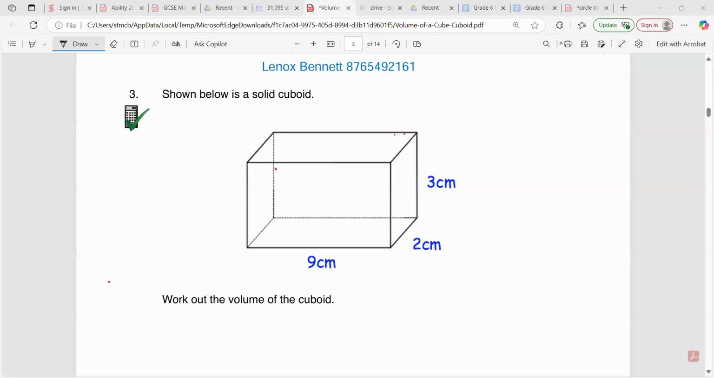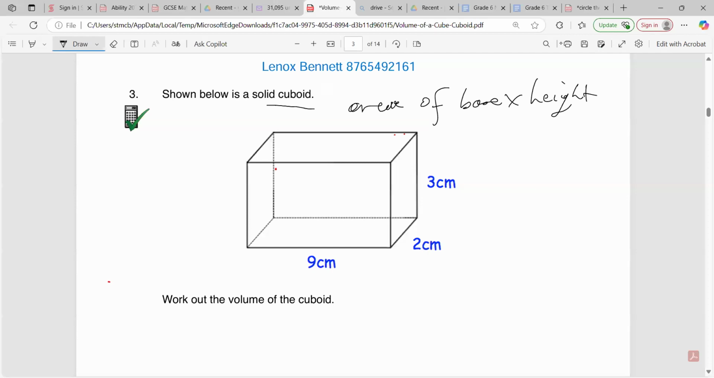All right, so it says shown below is a solid cuboid, right? And it says work out the volume of the cuboid. As you know, guys, volume is the area of the base times the height. So for all volume, that's what we do. Find the area of the base, and then we times it by the height.